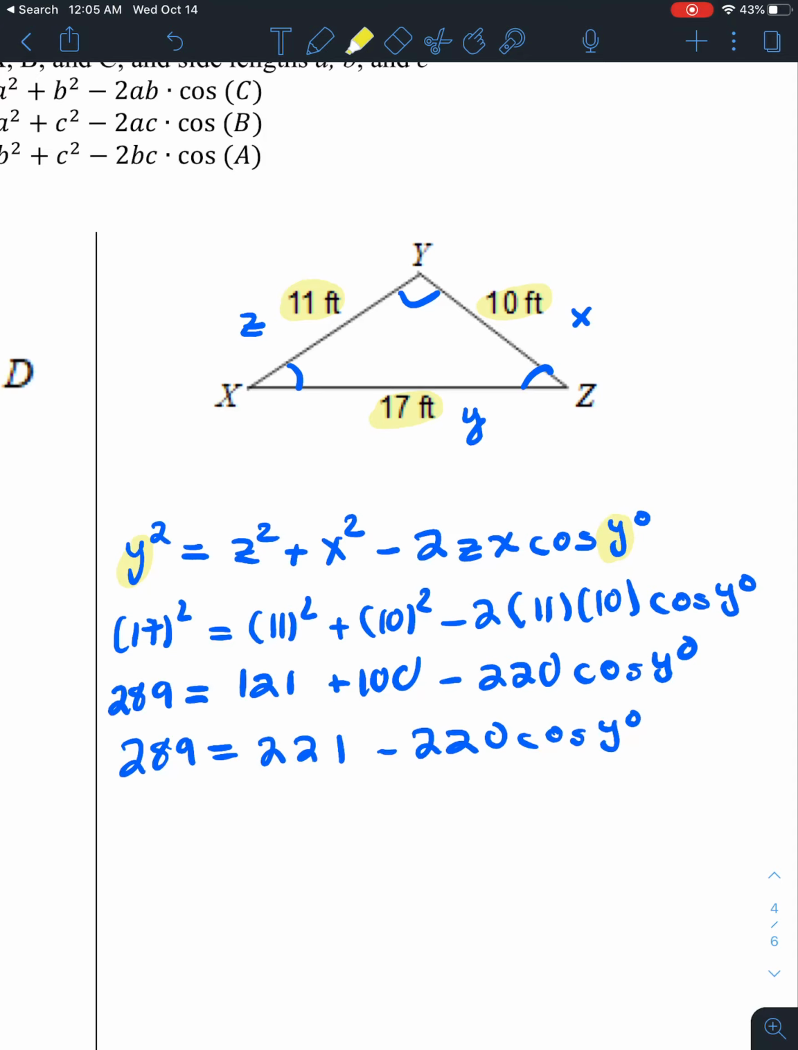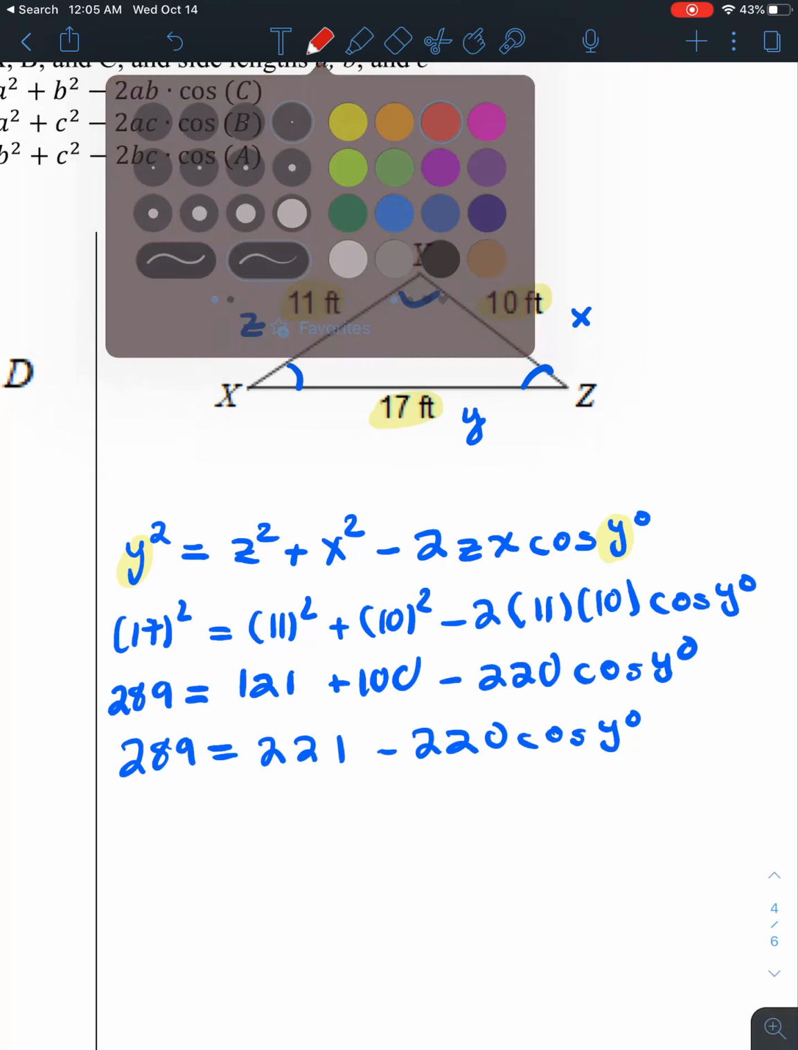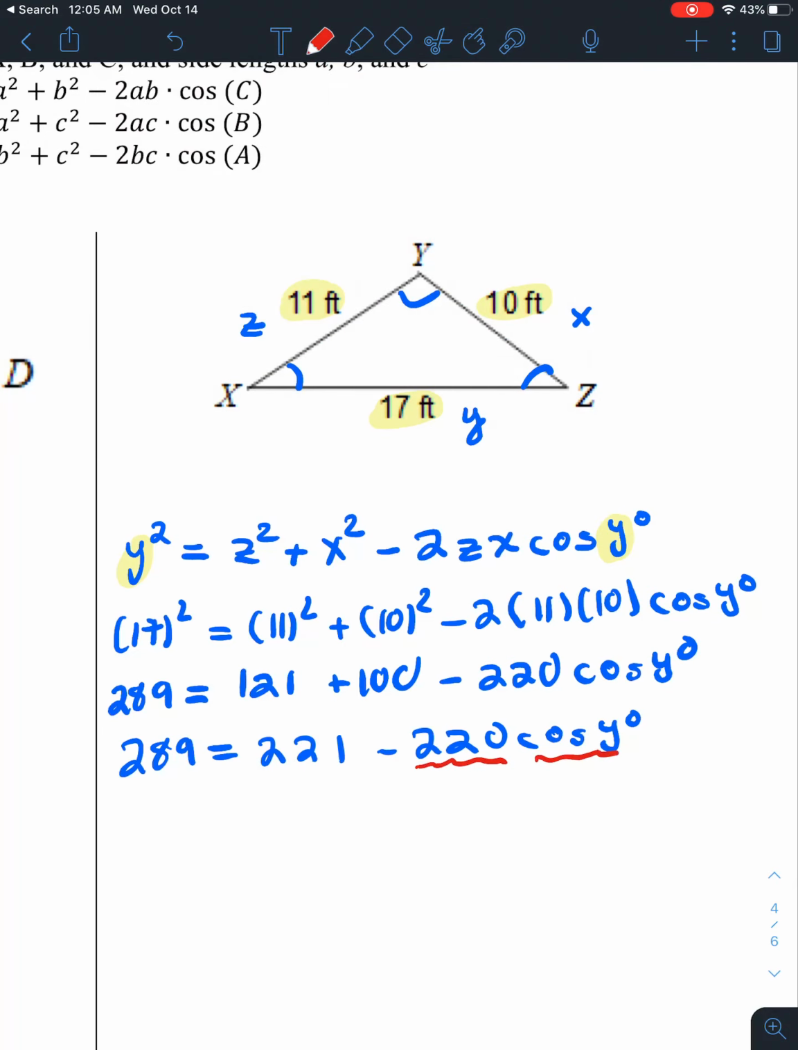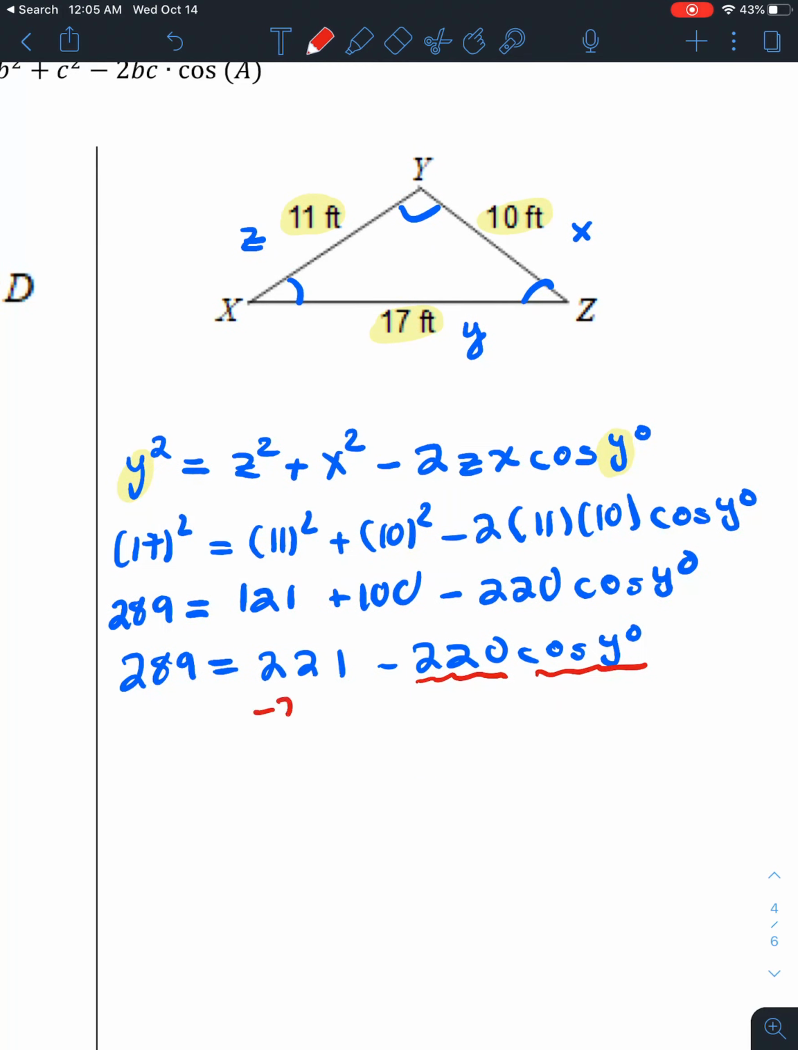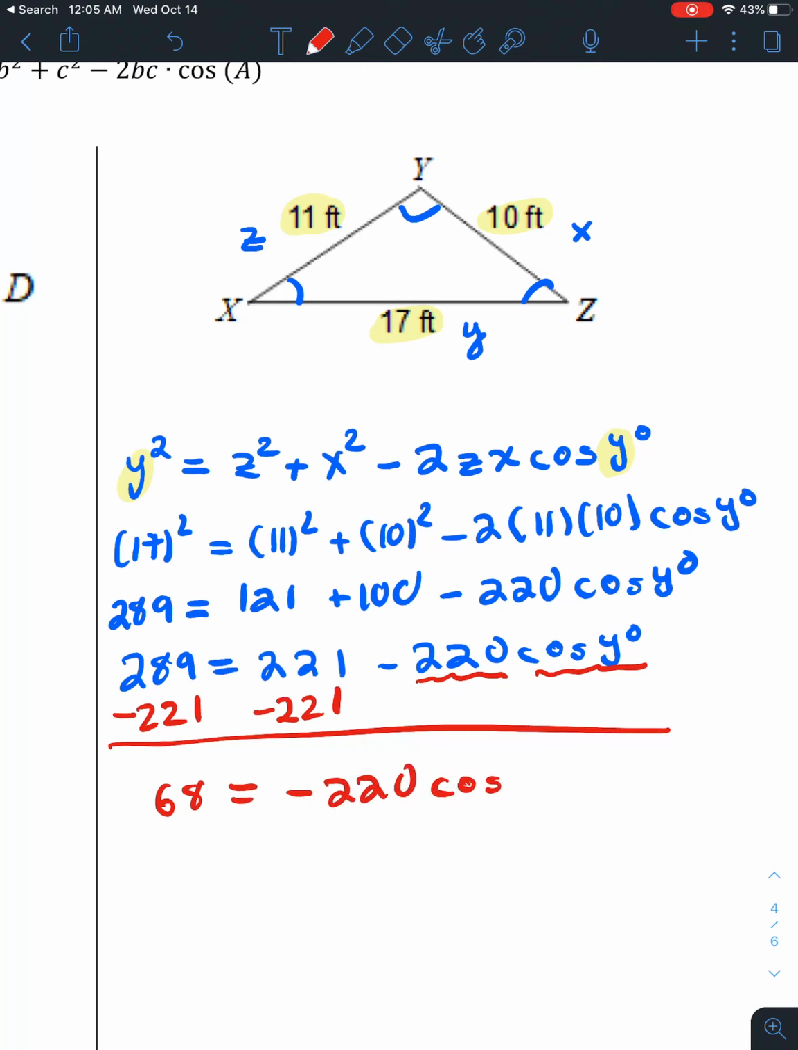One of the biggest mistakes I see students make is subtracting these two numbers. That is a major no-no. You have to remember that this 220 is associated with this cosine of Y. They're being multiplied, so you are not allowed to just do 221 minus 220. So what we're going to do instead is subtract the 221 from both sides, and you're going to get 68 equals negative 220 cosine of Y.